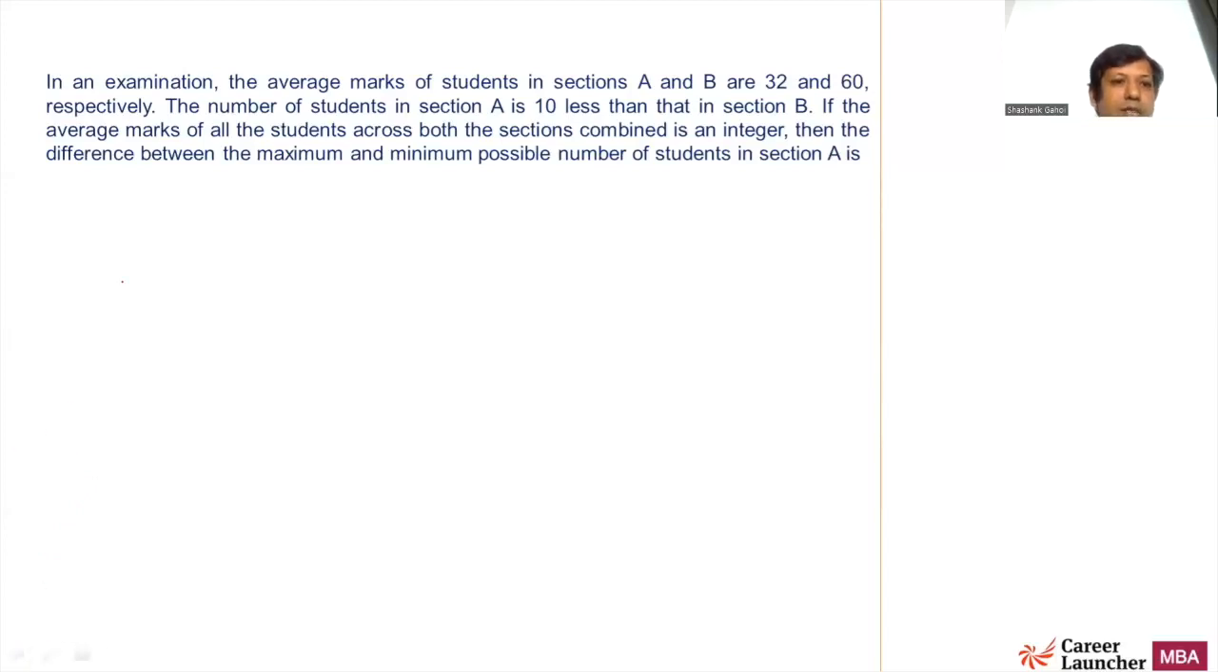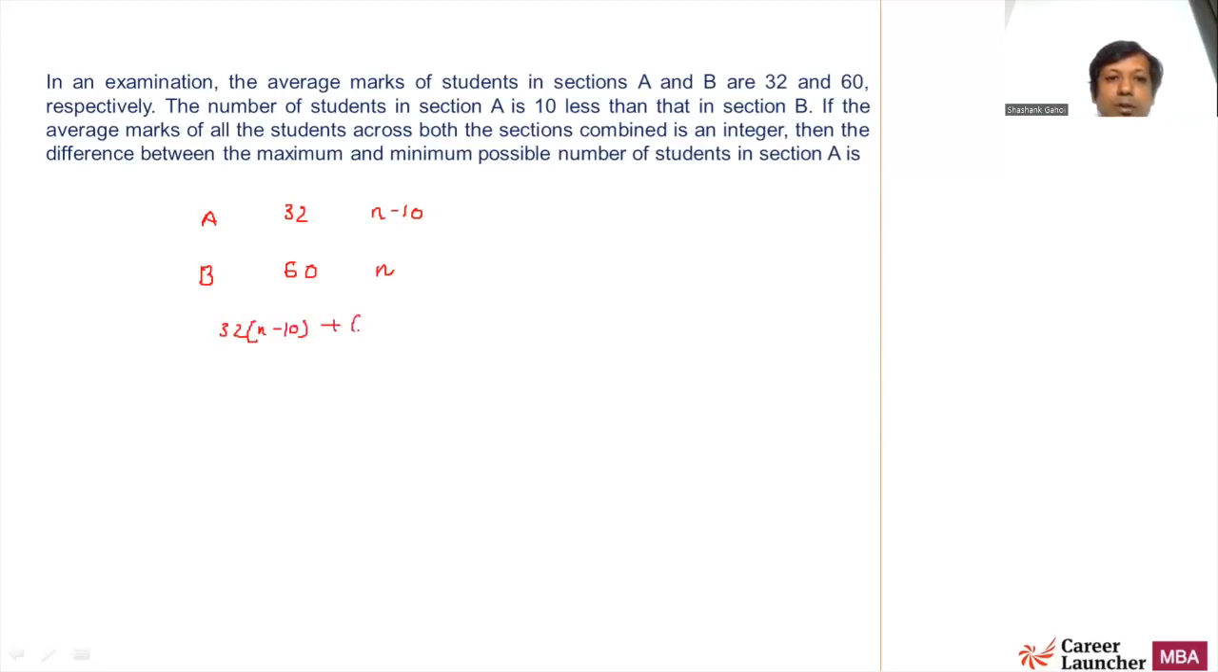So I have two sections, section A and section B. The average of section A is 32. The average of section B is 60. The number of students in section A is 10 less than the students in section B. So if you have n students over here, the number of students over here should be n minus 10. If the average marks of all the students, okay, so what is the total marks of section A? That is 32 times n minus 10.